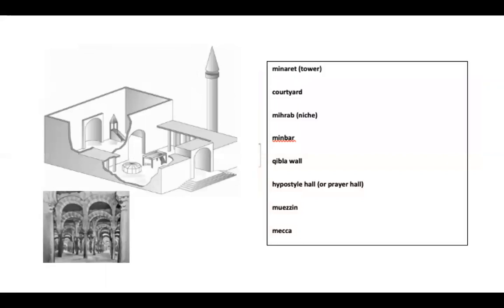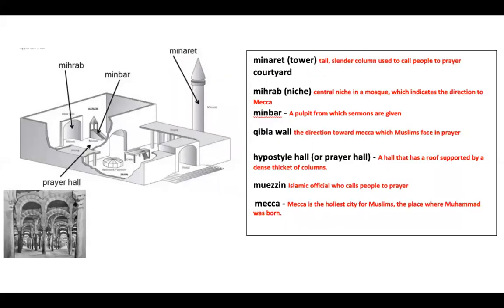Okay, here's some vocabulary dealing with mosques. You have a minaret, courtyard, mihrab, minbar, qibla wall, hypostyle hall, muezzin, and Mecca. All right, so the minaret is the tower, a tall, slender column used to call people to prayer. The mihrab is the central niche in a mosque, which indicates the direction to Mecca. So this is telling you which way you should be facing to pray.